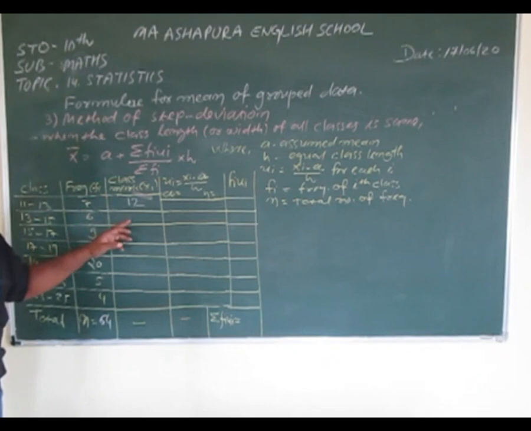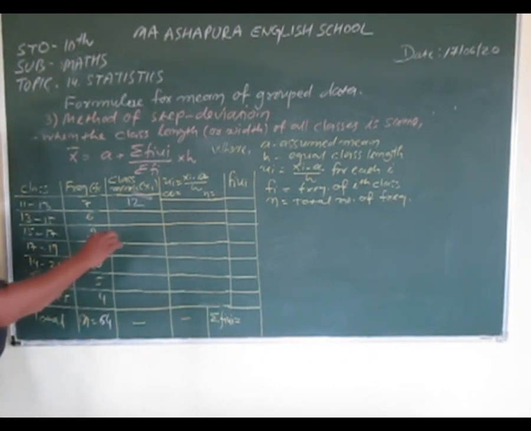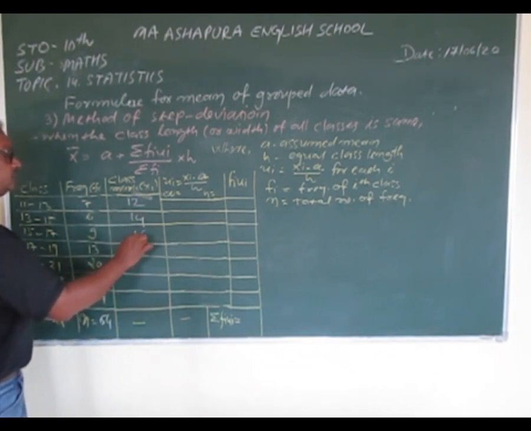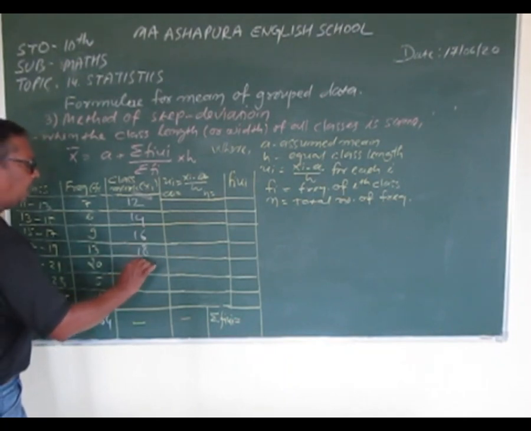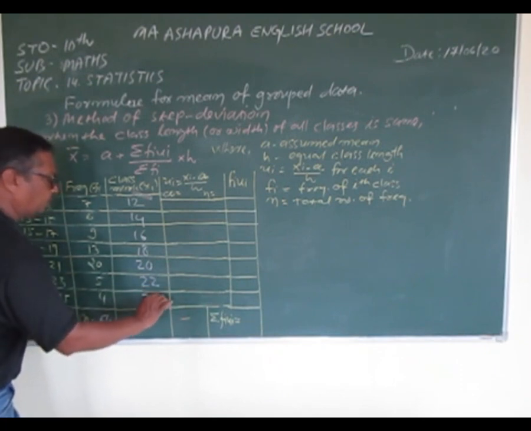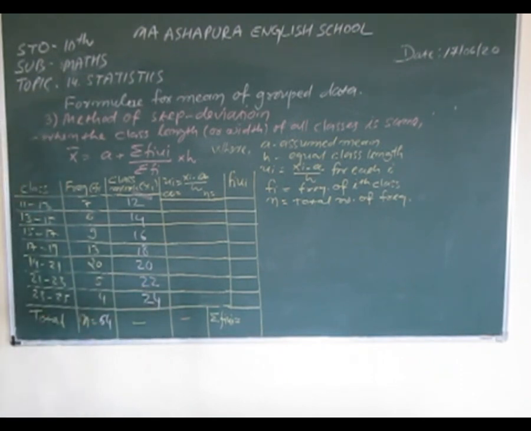To 12, we now directly keep adding the class width and consequently find the class marks. So here the width is 2, then 12 plus 2 is equal to 14, 14 plus 2 is equal to 16, 16 plus 2 is equal to 18, 18 plus 2 is equal to 20, 20 plus 2 is equal to 22, and last 22 plus 2 is equal to 24. So here we are obtaining the class marks with the help of the class width. We add the class width consequently, and we can find the whole class mark column.